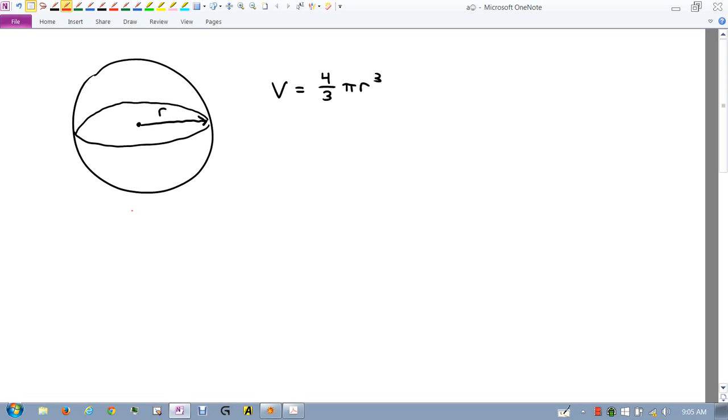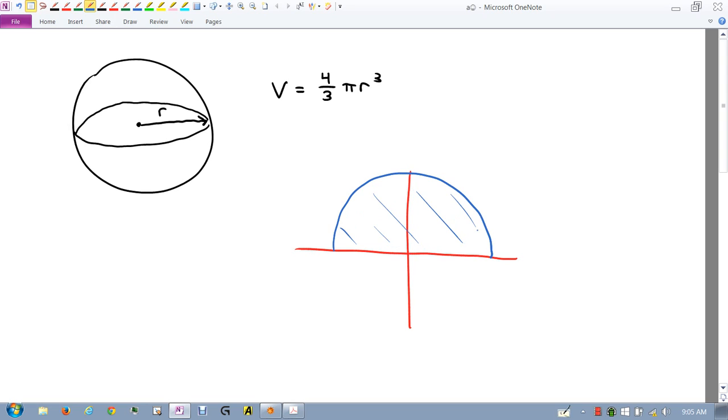Okay, so yes and no. Yes, we can take the object that looks like this, take that region, rotate that around the x-axis, and that would become a ball, wouldn't it? Yes? Now, the only thing is it would not be a parabola. We wouldn't want this to be a parabola. We would actually want that to be half of a circle. That's what you would need.